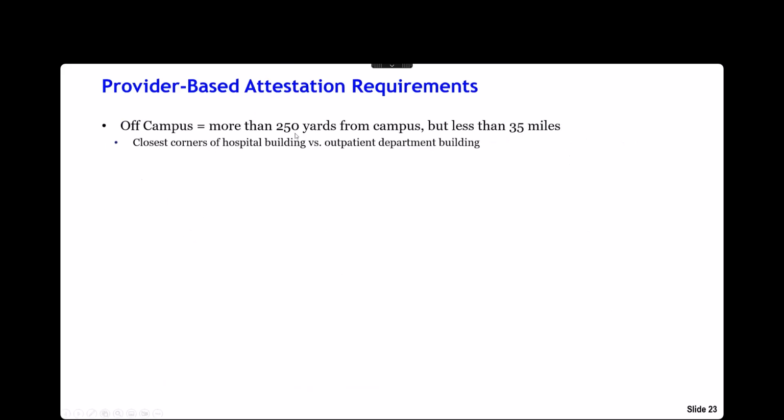Off campus is more than 250 yards from the campus, but it has to be less than 35 miles. And that yardage measurement is coming from the closest corners of the hospital building compared to the outpatient department. So when you're saying it's on a multi-campus hospital, at that point it would be considered on campus if it's at one of the main campuses. But if it was more than 250 yards away from the closest campus, then it would be considered off campus. So good question there.